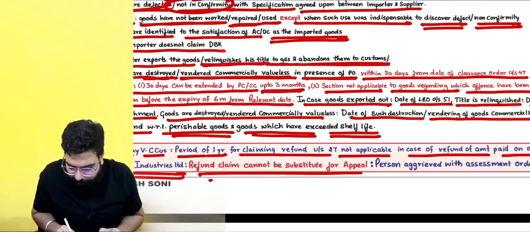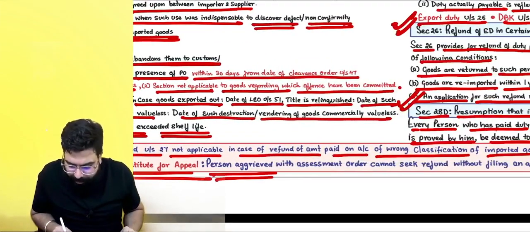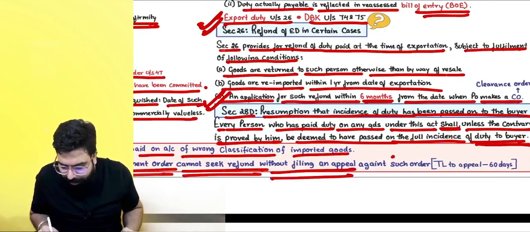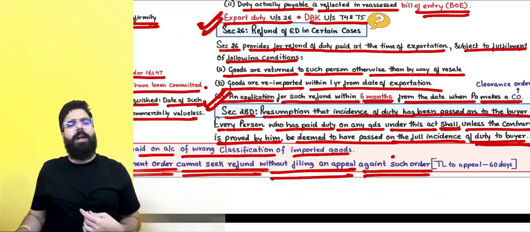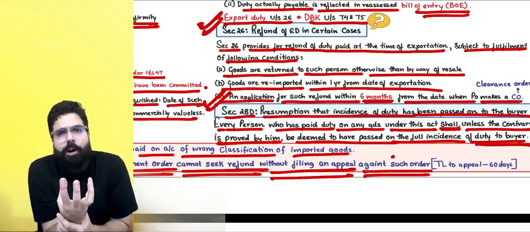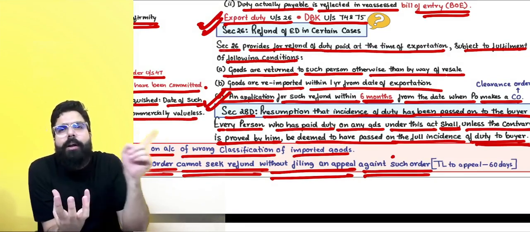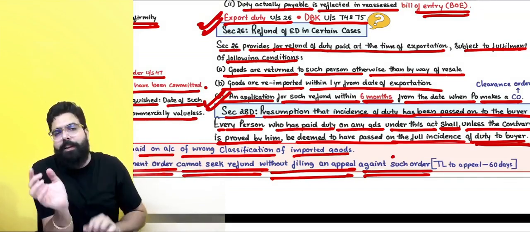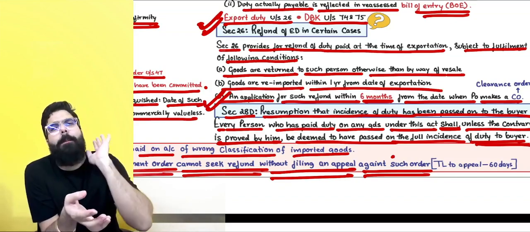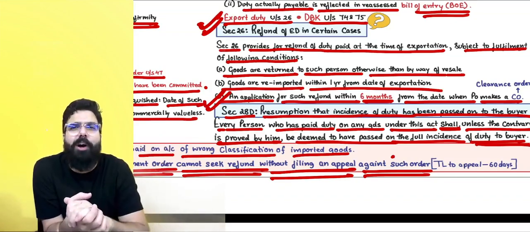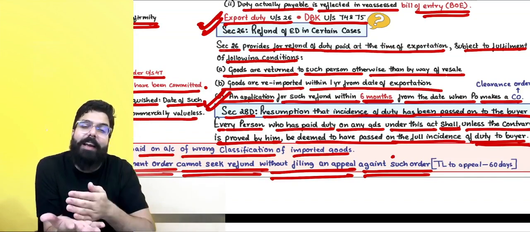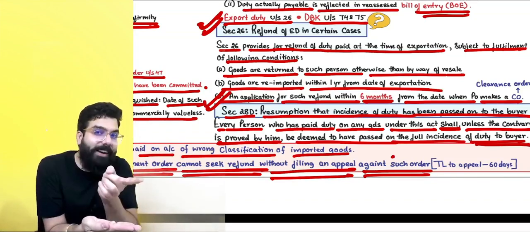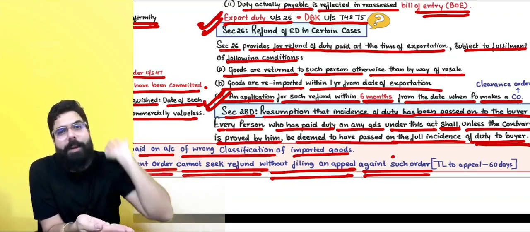Sir, Priya Blue Industries Limited. A refund claim cannot be a substitute for an appeal. A person aggrieved with the assessment order cannot seek refund without filing an appeal against such order. Everyone, what happened over here? An assessment order was passed. Against the assessment order, you should go for an appeal within 60 days. Now, for example, Priya Blue Industries did not go for an appeal. Once the time limit for appeal went off, whatever amount they had paid extra in the assessment order, they applied for a refund.